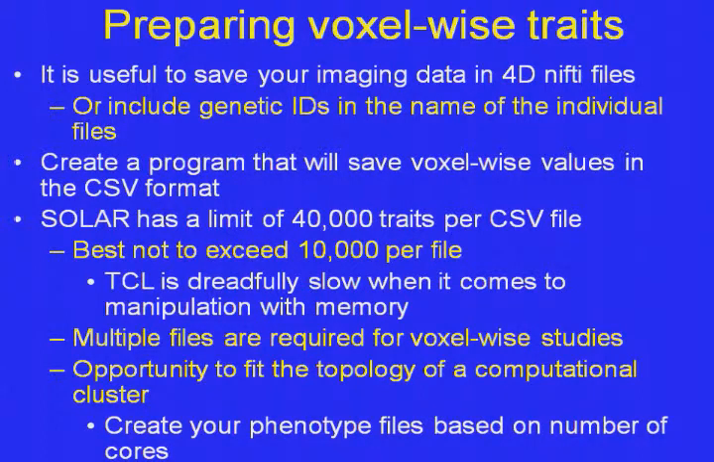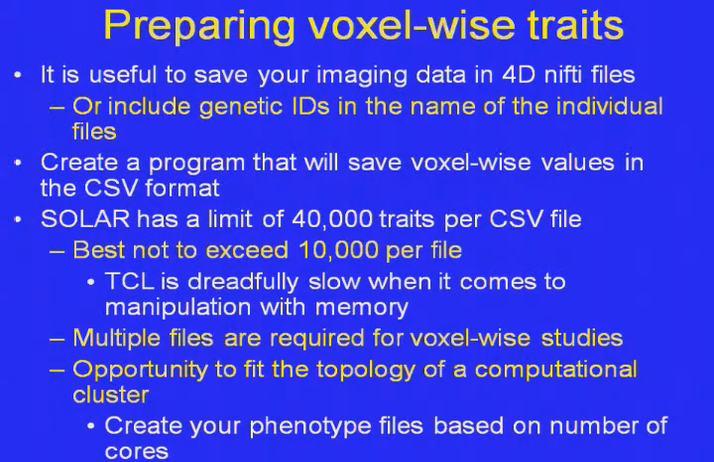So how do you go about preparing your voxel-wise traits? Because that's going to be the most difficult case to deal with. It can be done in two ways. It's useful to save your imaging data in a 4D NIfTI file, or you can have a directory full of the imaging files and just include the genetic ID in the name of the individual files. And then you'll have to write a program or a MATLAB script that will save voxel-wise values in the CSV format.